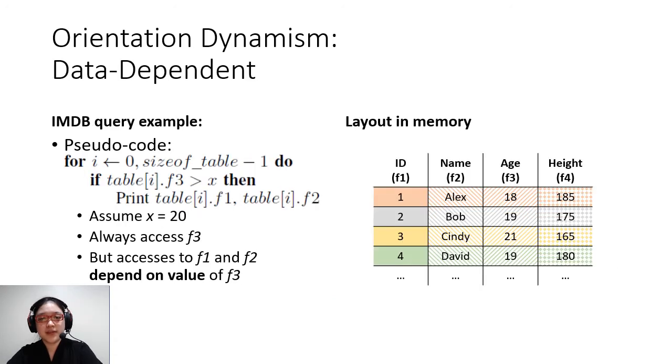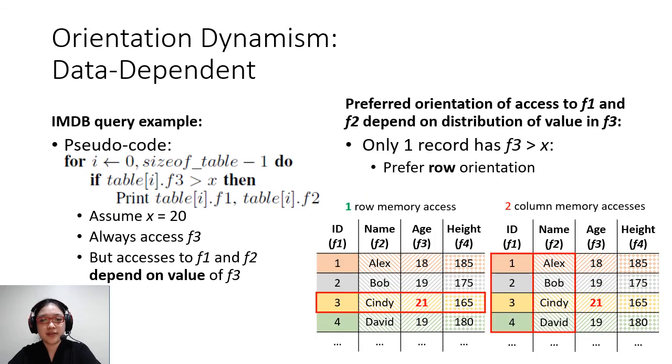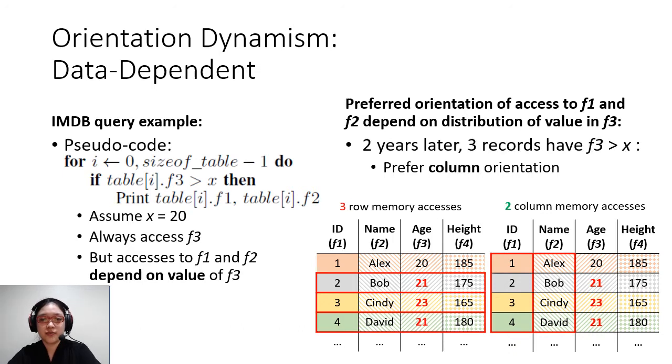In this in-memory database query example, the address of each element is known at compile time. However, whether to access fields F1 and F2 depends on the value of F3, which means that with the same query, depending on the data distribution in F3, F1 and F2 may be rarely accessed, in which case retrieving both fields in row orientation would be preferred. Or they may be commonly accessed, in which case retrieving them separately across multiple records in column orientation would be preferred.